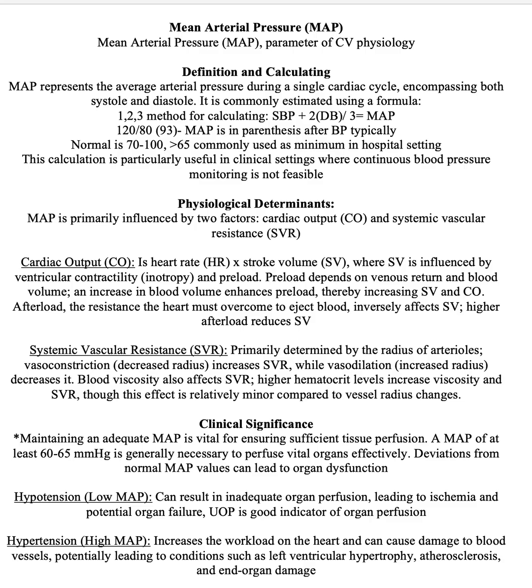MAP is affected primarily by 2 factors: your cardiac output and your SVR, which is systemic vascular resistance. Cardiac output, as you'll recall, is heart rate times stroke volume. Stroke volume is influenced by ventricular cardiac contractility, or inotropy, and preload. Preload depends on the venous return of blood to the heart, so an increase in blood volume enhances the preload and therefore increases the stroke volume and cardiac output.